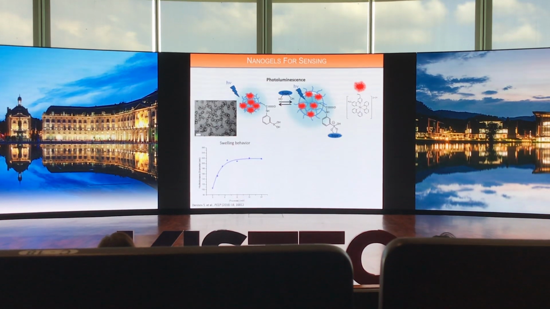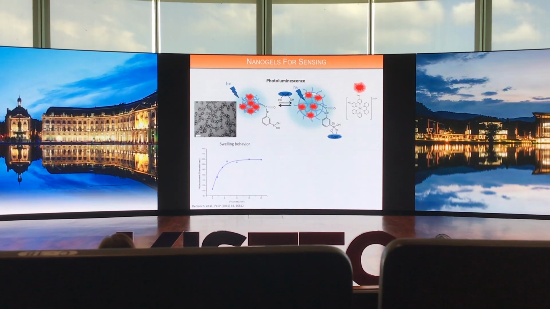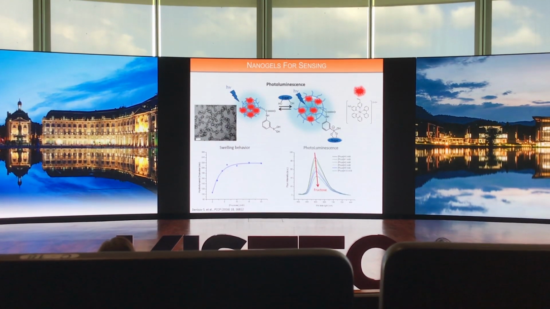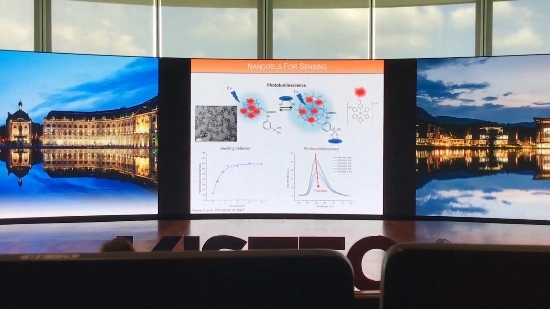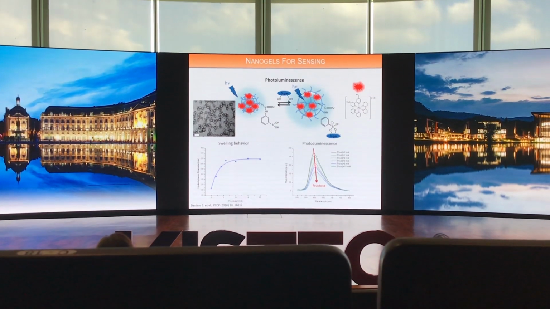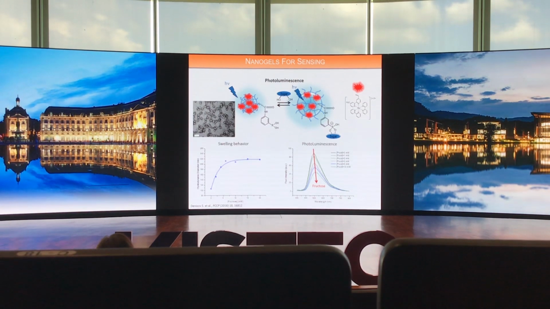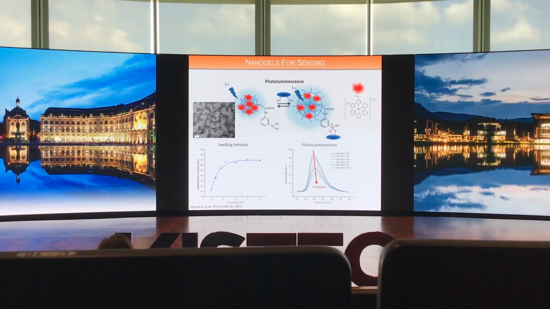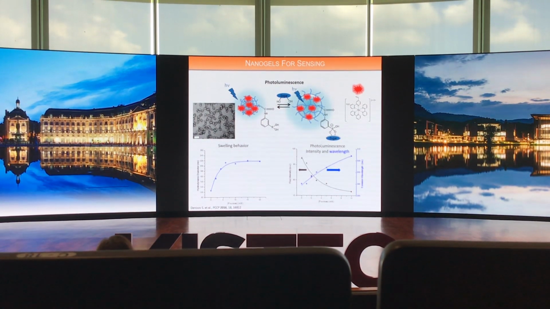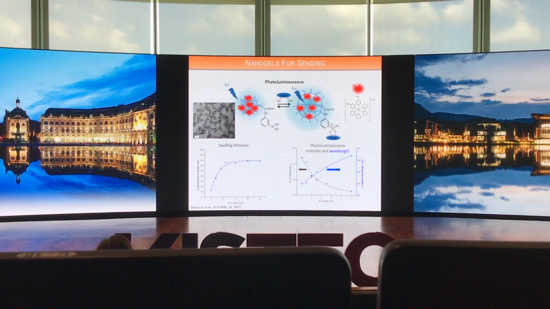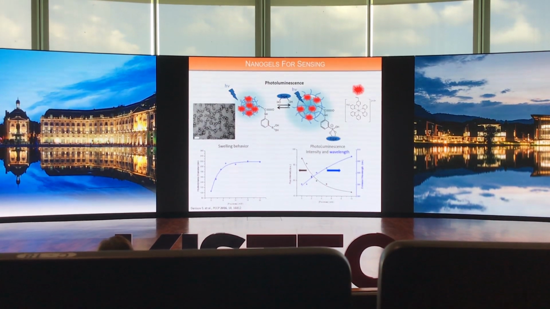And so here is an example of the particles that we have developed, and they are sensitive here to fructose, and at the same time you can see that the fluorescence will decrease as a function of fructose concentration. So how is it possible? Here you can see that there is a change in the intensity of fluorescence as well as a change of the maximum wavelengths.